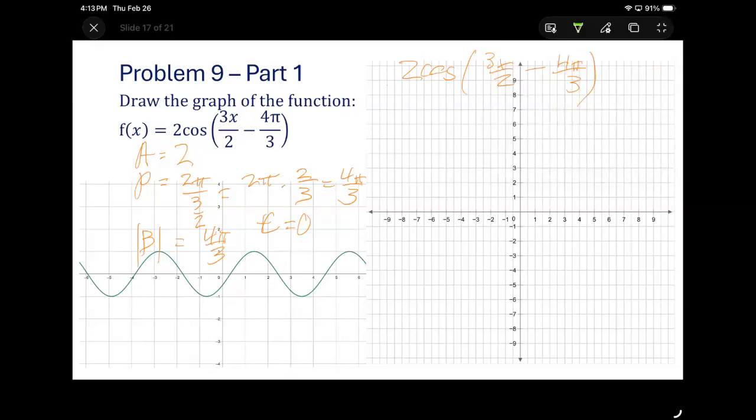We have the horizontal shift of 3 pi fourths, which is a little bit bigger than 1. We're going to say it's here-ish. I don't know that value off the top of my head. It's irrational. And then our period is 2 pi thirds. So we're going to go 2 pi thirds, which would put us here.